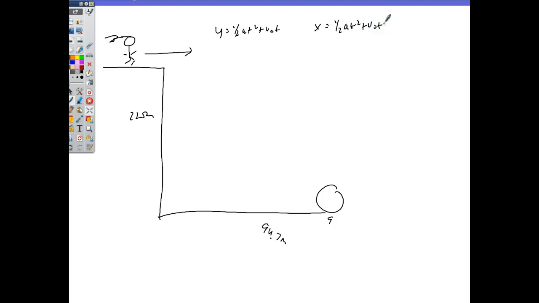Okay, let's do the first part. Walk me through the first part. Okay, so she's going to fall 225 meters. Yeah, 1/2 g t squared plus 0. So the time it takes to fall would be what? Time to fall will be 6.78 seconds.